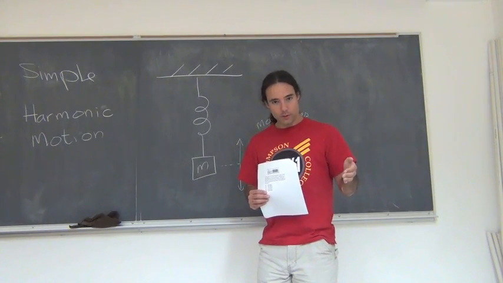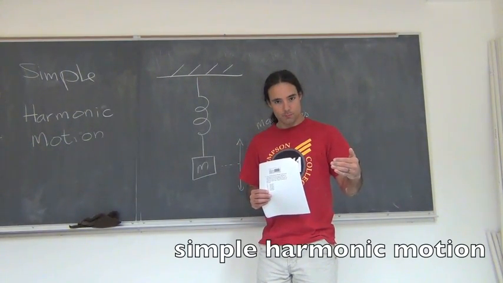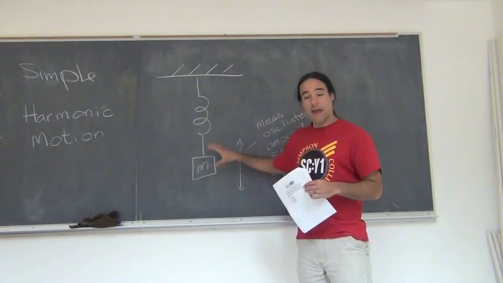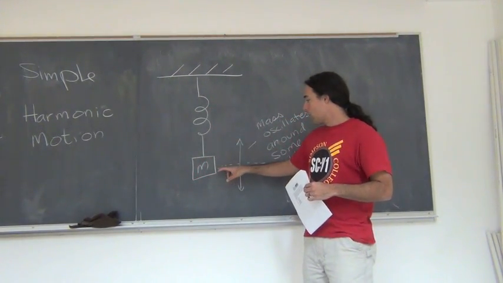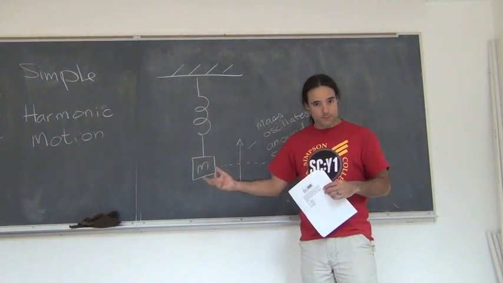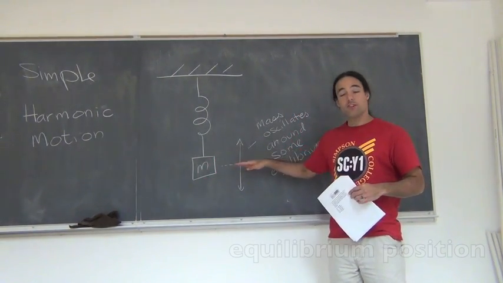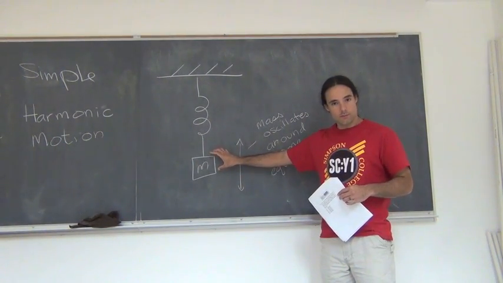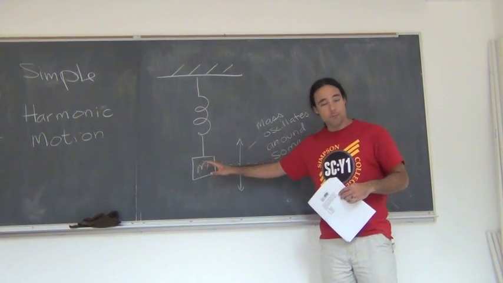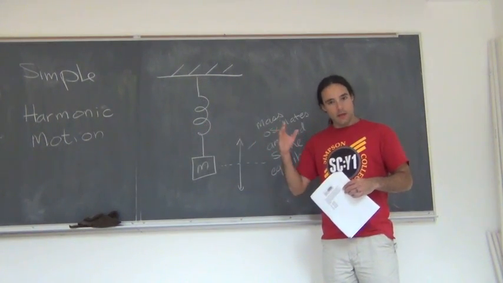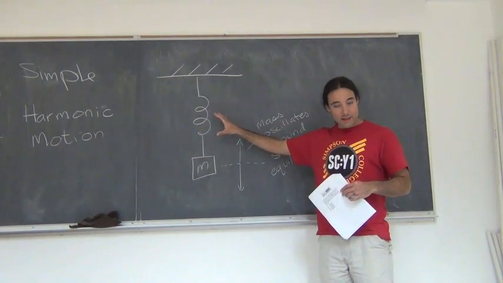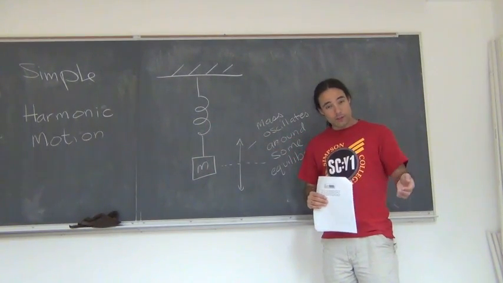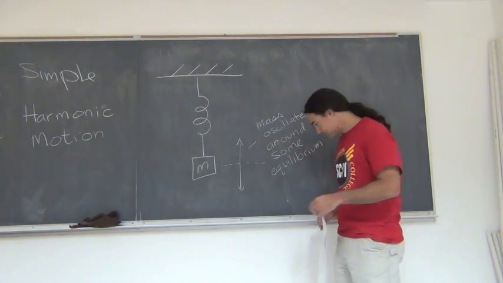The next type of motion we'll consider is called simple harmonic motion. The prototype example for simple harmonic motion is just a mass on a spring. Now, if I were to just hang a mass from a spring, there would be some equilibrium position that the mass would rest at. And if I were to displace that mass from equilibrium, either by pushing it down or pulling it up, what would happen is as soon as I let the mass go, it would start to oscillate up and down.